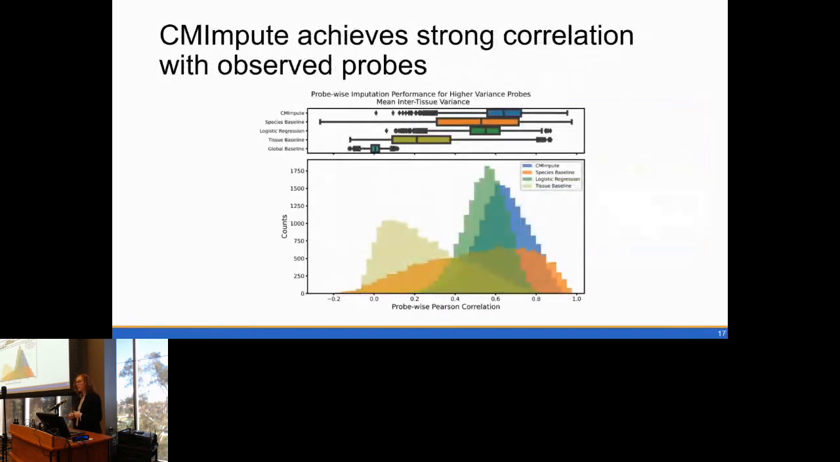We next investigated CM impute's probe-wise Pearson correlation between the observed and the imputed probes, in which it achieves an average correlation of 0.69, with this correlation increasing to 0.77 when considering higher variance probes as shown in this figure. CM impute once again outperforms the baselines in both of these contexts.